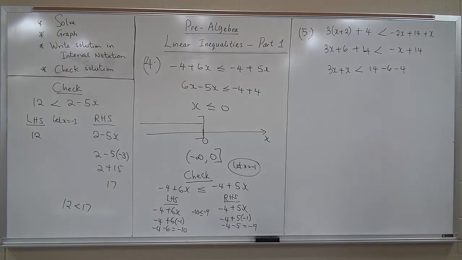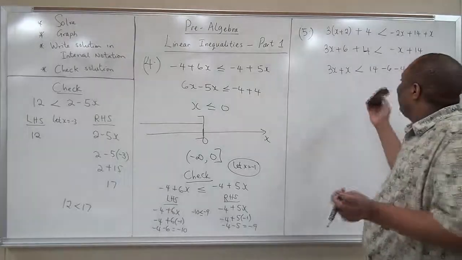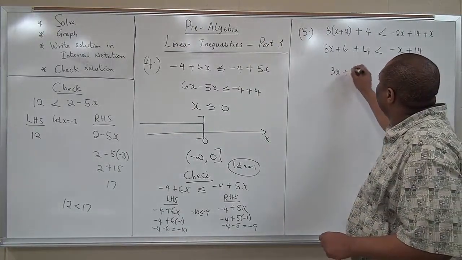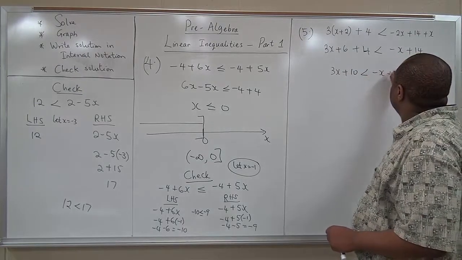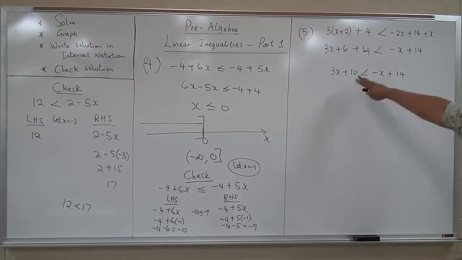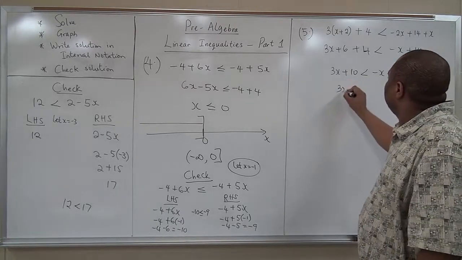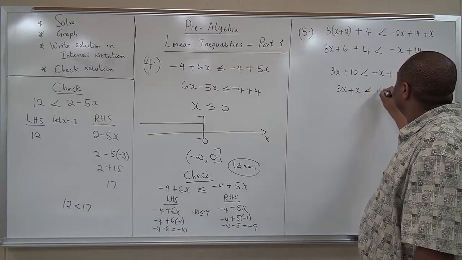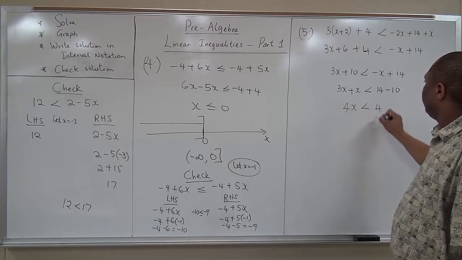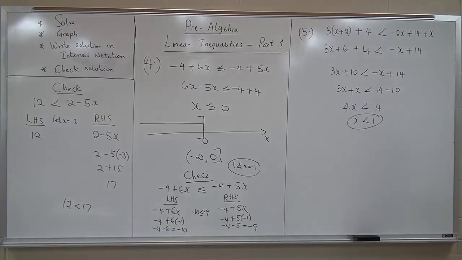I mean, if you want to write 3x plus 10, that's still correct. It does not matter. If you want to write 3x plus 10 less than negative x plus 14, because some folks will say, why didn't you fix it here before you transfer it? The same thing. So this will be 3x plus x is less than 14 minus 10. So 4x will be less than 4, and x will be less than 1. You divide both sides by 4, so x is less than 1.